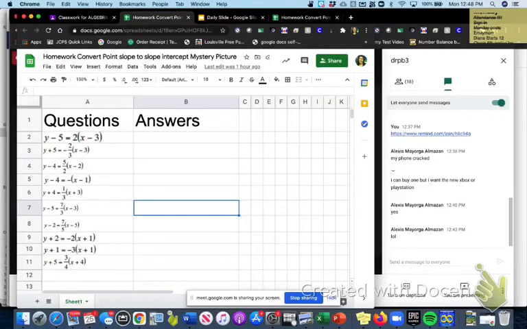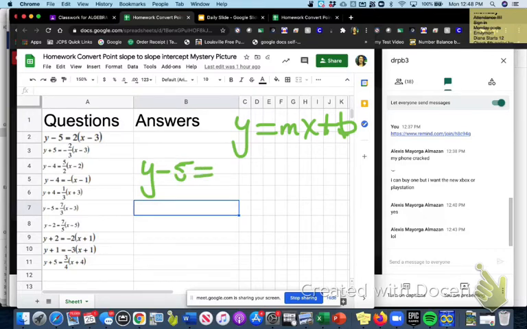All right, so we want to get all of these equations to be in slope-intercept form. And so slope-intercept form is y equals mx plus b. So this is what we want them to look like. So I'm going to take the first one. So I'm going to do y minus 5 equals 2 times x minus 3.